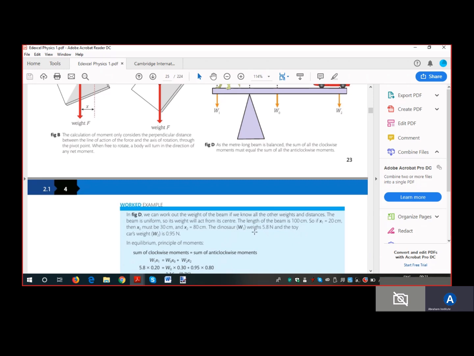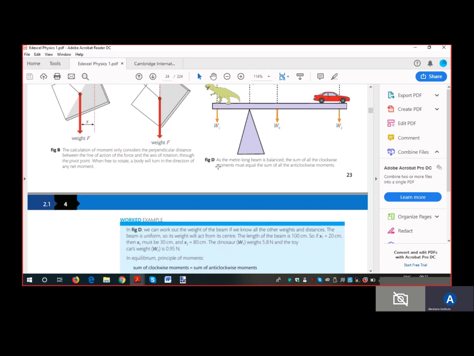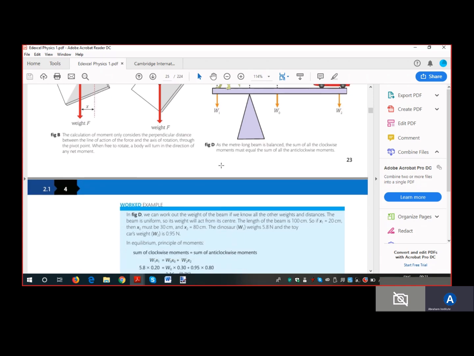The dinosaur weighs 5.8 newtons. The weight of the dinosaur is 5.8 newtons, and the toy car weight is 0.95 newtons. Now we can use the principle of moments because this is in equilibrium. It is stationary by Newton's first law. If it is stationary, then the resultant force should be zero.